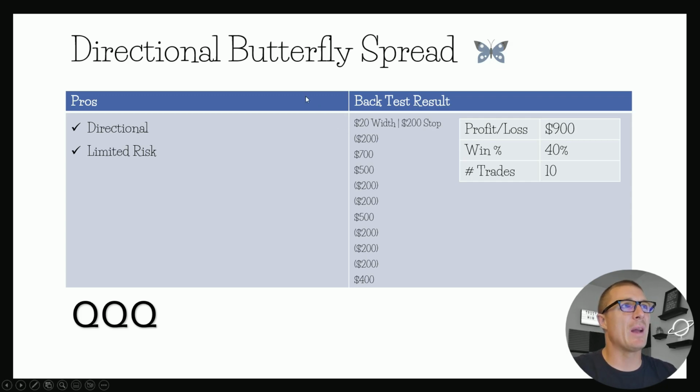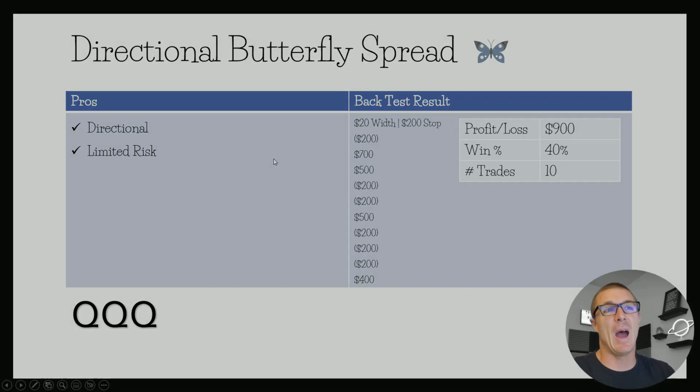But I just wanted to run through the backtest results and talk about the nature of the different variations. But that is a directional butterfly spread. Basically, what you're doing is you're setting up the butterfly, whether you're using puts or calls. If you're bearish on the market, you would use puts. If you're bullish on the market, you would use calls. And I'm just setting the butterfly up out of the money.